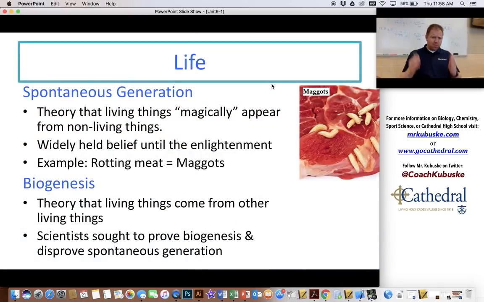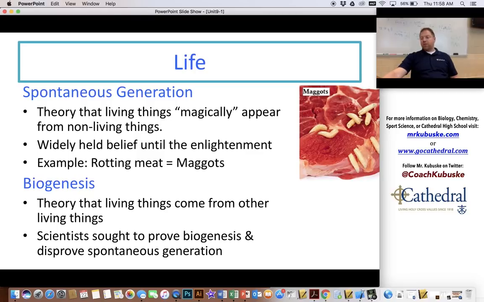Before we talk about how life could have got here, let's talk about how life keeps staying here. For a long time on this planet, believe it or not, it was a widely held belief in something called spontaneous generation. In other words, the idea that living things come from non-living things. And you may think that that's ridiculous. Why would anybody think that? Well, you have to remember, before the Enlightenment, before people really started to become educated, they only knew what was around them and what they were exposed to.